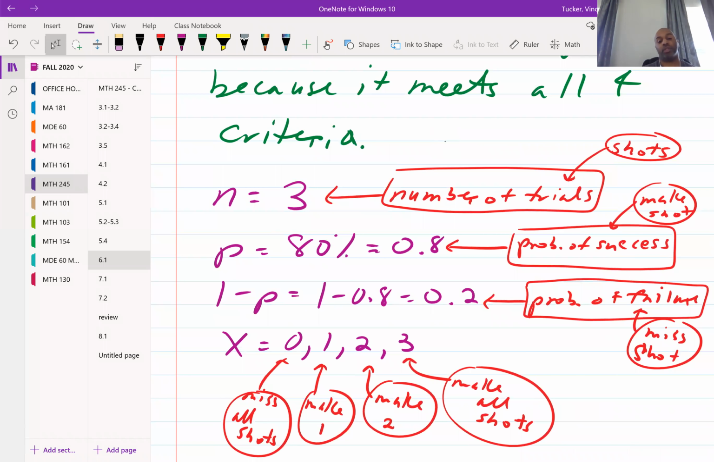And then the different options for x. So x equal to 0 means that person missed all 3 shots. If you got x equal to 1, that means the person made 1 shot. X equal to 2, he made 2 shots. And then x equal to 3, that means he made all 3 of his shots. All right. So x is the options for the number of successes during each experiment. So make sure we're okay before we go to the next one.